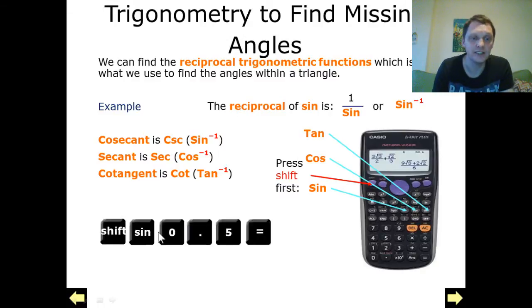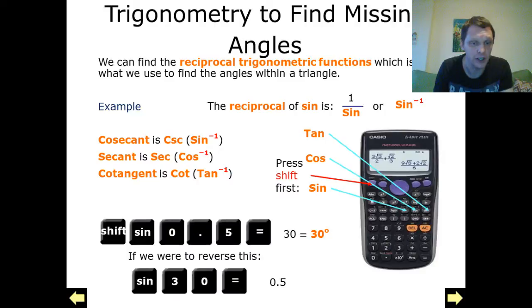We could test this out if we were to press shift, sine, 0.5, equals 30. Or in this case, it would be 30 degrees. Now I can check this, because if I was to put it into reverse, so sine 30, that would equal 0.5.